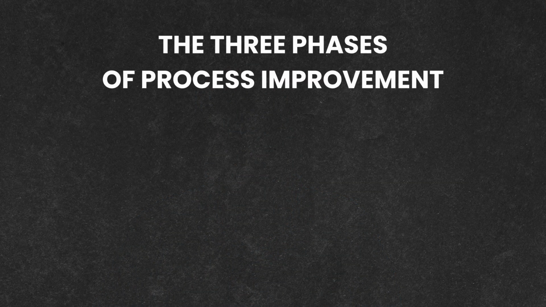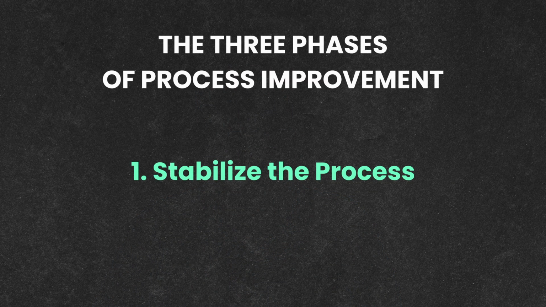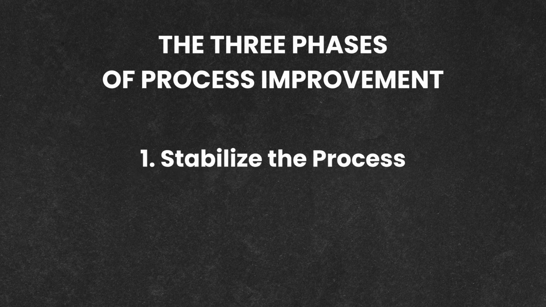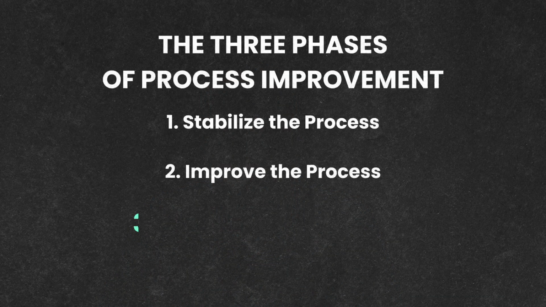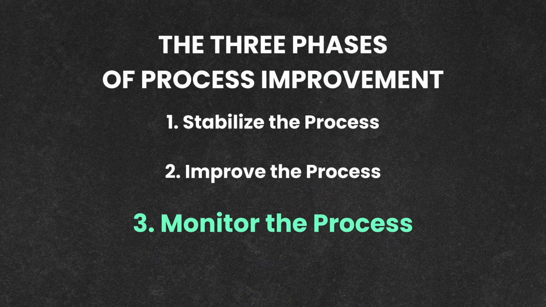Okay, so now that we've seen the two types of variation and the two mistakes that people make when responding to that variation, how do we actually improve our processes? Well, we follow a three-phase approach. In phase one, we stabilize the process by identifying and eliminating special causes. For example, we replace the dry pen. In phase two, we improve the process itself. This is where we might introduce the lined paper or use a stencil. In phase 3, we monitor the process to ensure that those improvements are maintained over time.